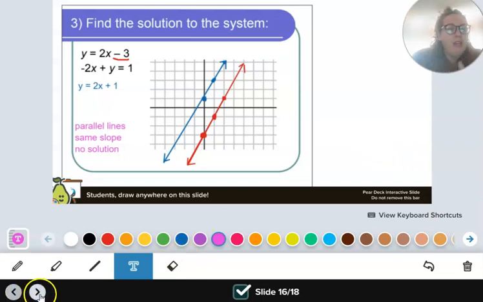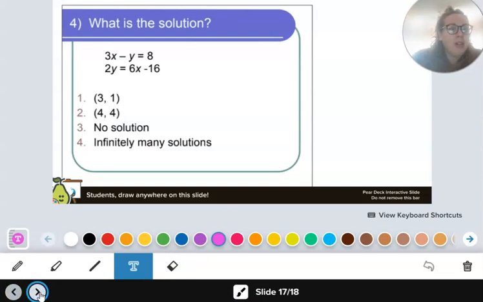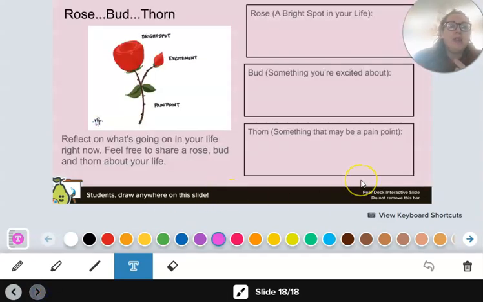Okay. Here's one more you can practice on your own. And then the last slide, slide 18, is rosebud thorn. And I want you to just reflect on your life and anything you want to share with me about rosebud or thorn.